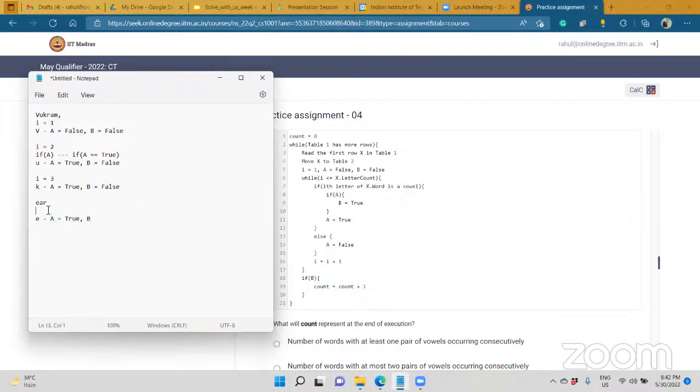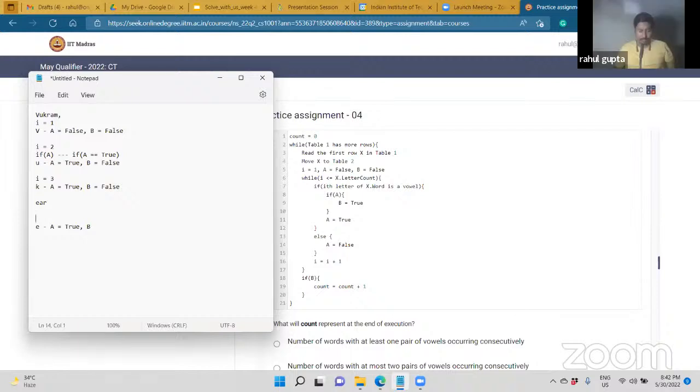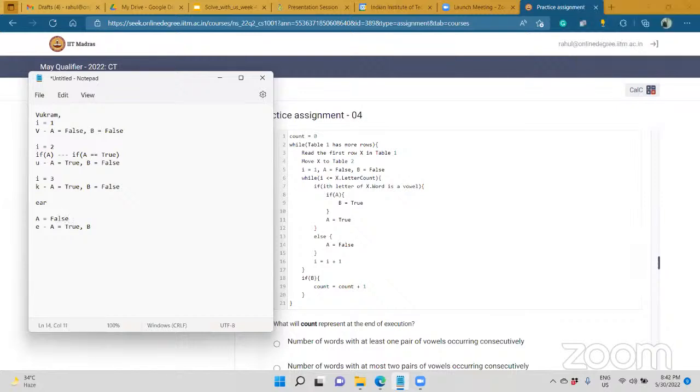Okay, again. Now we'll repeat from the start. A is false, you told. I'm not going to say anything. Actually, she is confused with the word and ear, sir. No, she's not confused with that. Can I try? Another mute please.